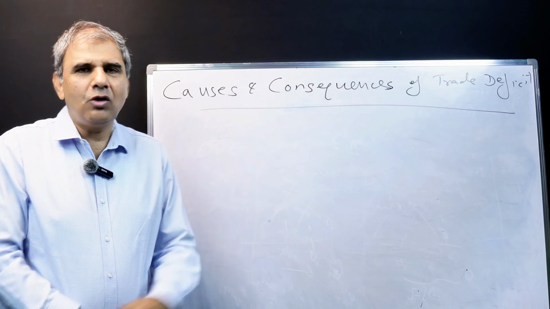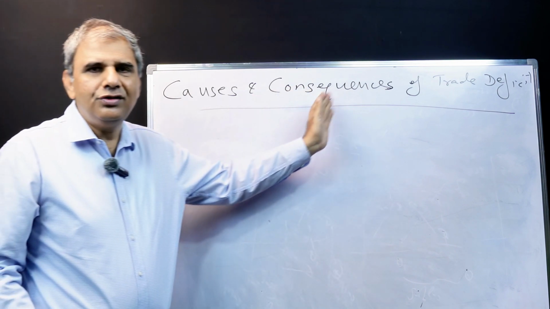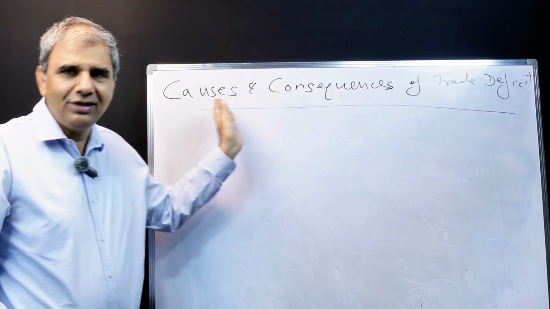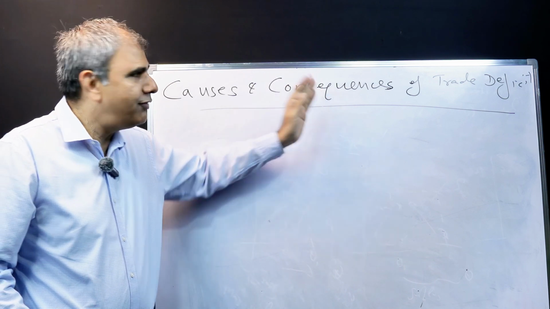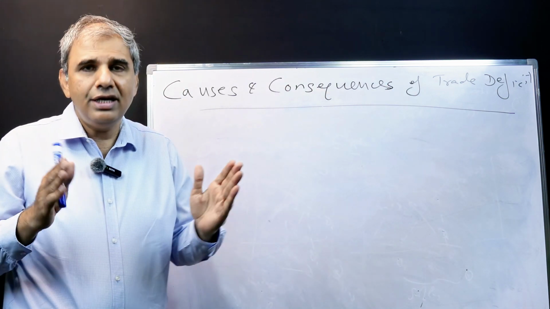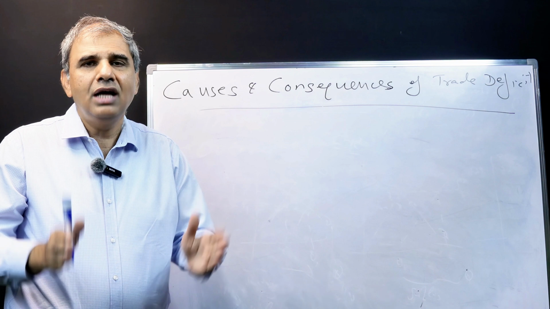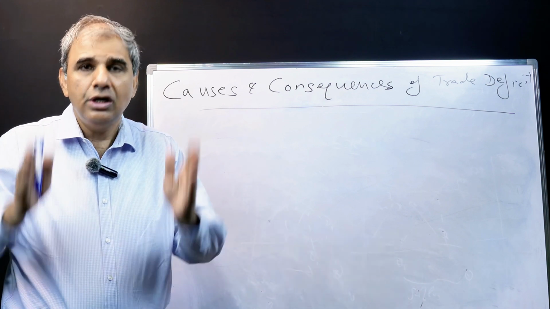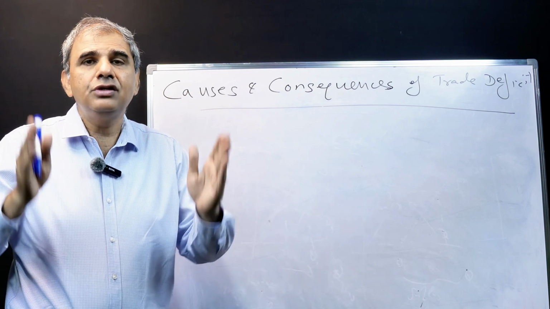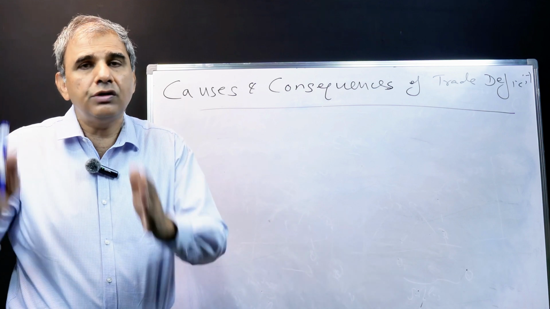Today's video is about the causes and consequences of trade deficit. Causes, reasons, consequences, effects. And trade deficit is when exports of goods are less than imports of goods. Do remember, trade balance records the exports and imports of goods only.